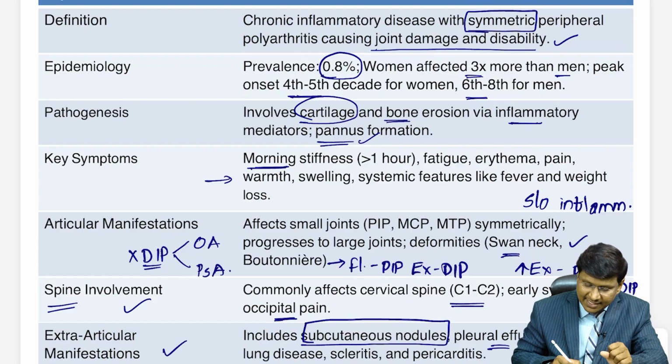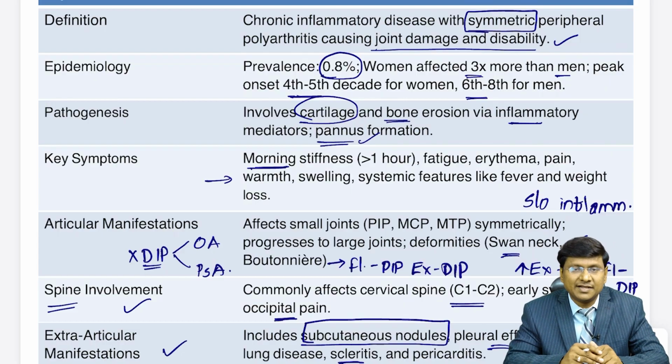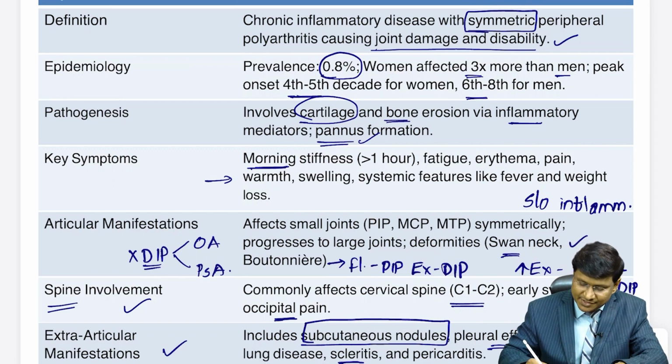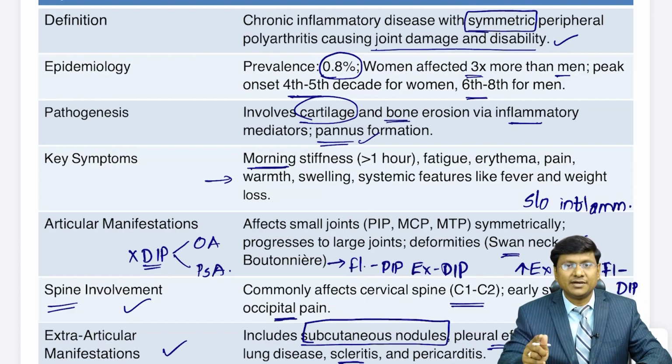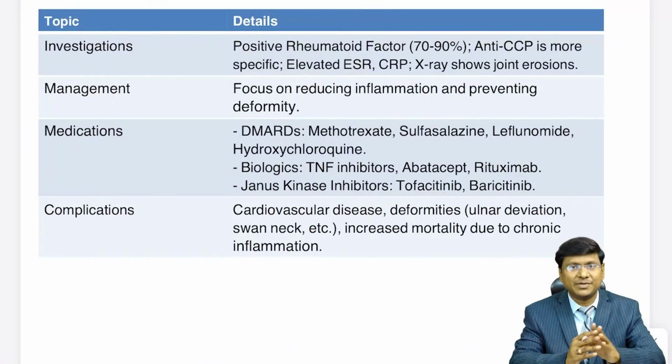Next, the other important extra-articular manifestation will be ophthalmic involvement, that is scleritis as well as episcleritis. And these patients with rheumatoid arthritis are also associated with another important autoimmune disorder, that is Sjogren syndrome. So this will be the extra-articular manifestation in patients with rheumatoid arthritis.